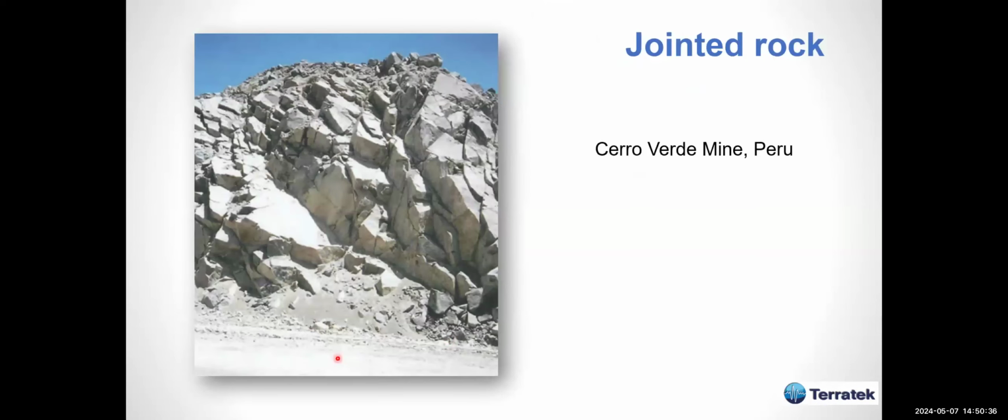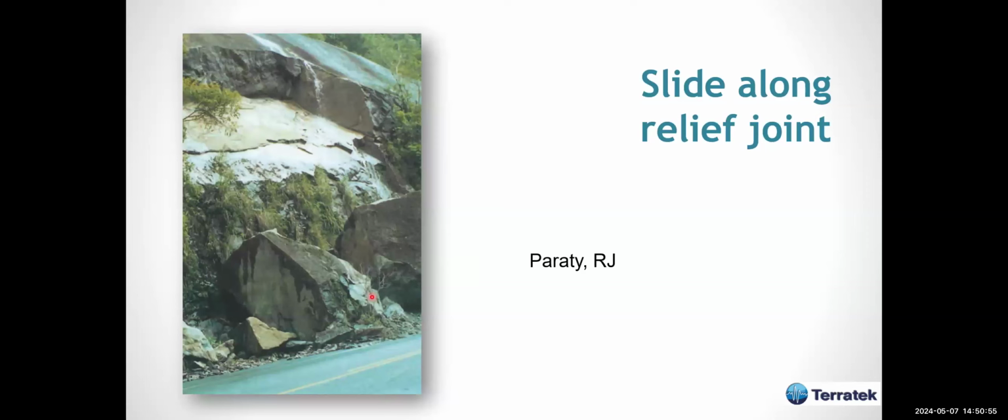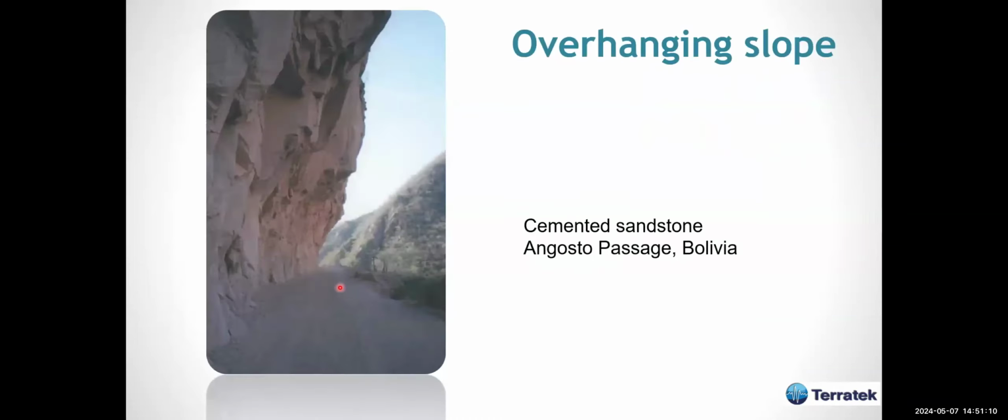Okay. Jointed rocks. These are an example from the Cerro Verde mine in Peru, where we did some work in the past. Weathered layers in jointed rock, jointed gneiss, as you see here, jointed gneiss from Brazil. This slide along a relief joint, I have shown you before. In this photograph, you see a relief joint, and a landslip took place, a planar rock failure.